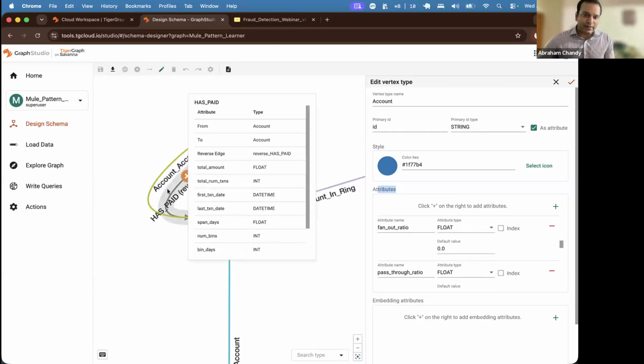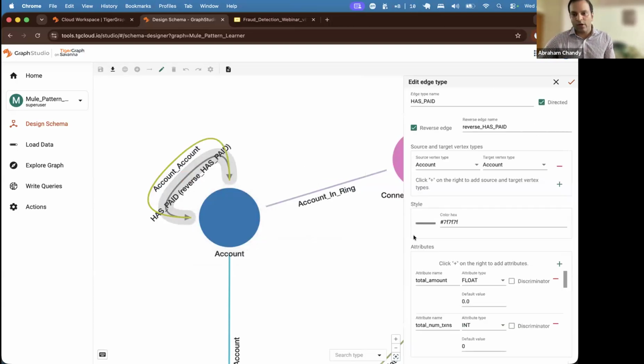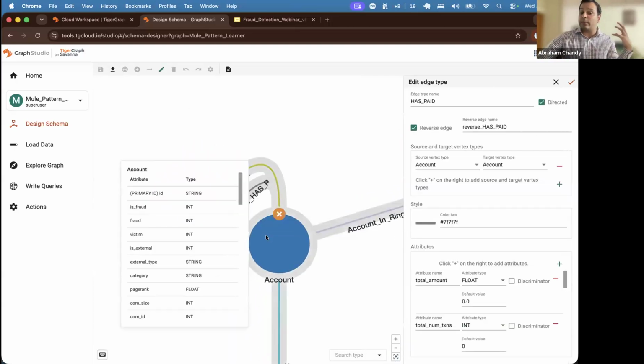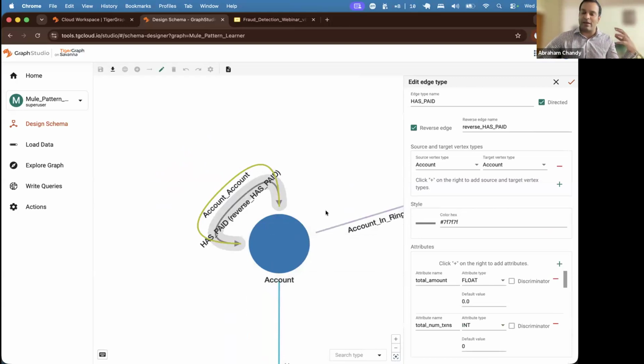And then you can look at the has paid edge. So this exists between two accounts. For example, you have account A has paid account B. The two main properties here that you see are total amount and the total number of transactions. Now that's fine. That's a very concise way of reporting that.